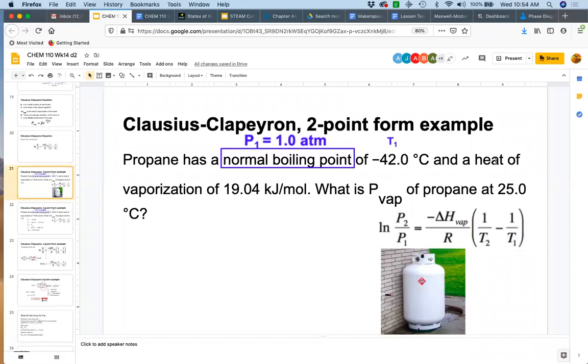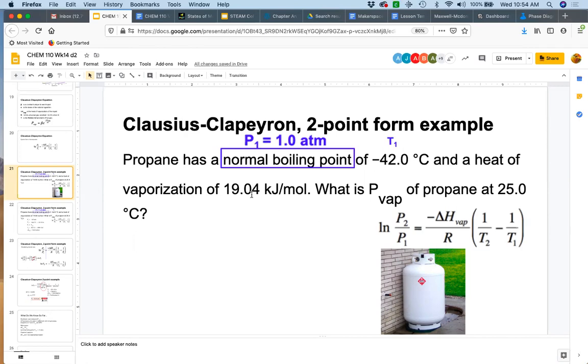When we're solving this type of problem, we're going to make sure that we identify the givens in the problem. Sometimes those givens are actually hidden in words. So we have to make meaning out of, for example, normal boiling point and know that that means 1 atmosphere. We're also given information in the problem that might require a conversion or dimensional analysis. So we're given temperatures in degrees Celsius, but we know that we have to convert those degrees Celsius to Kelvin.